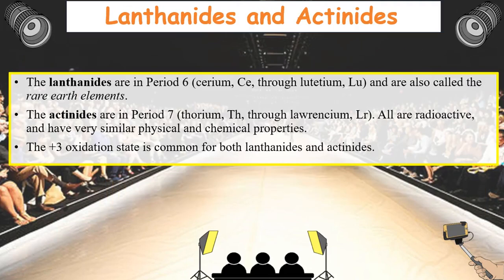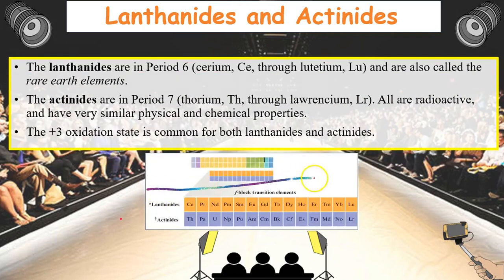Then we have those inner transition metals, folks. So what about those? We cannot forget about them. The lanthanides and the actinides. They're going to be our F block, right, on the periodic table. So here, we're going to see the F block transition elements that we're talking about here.